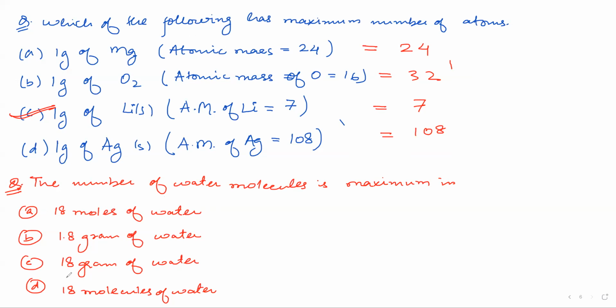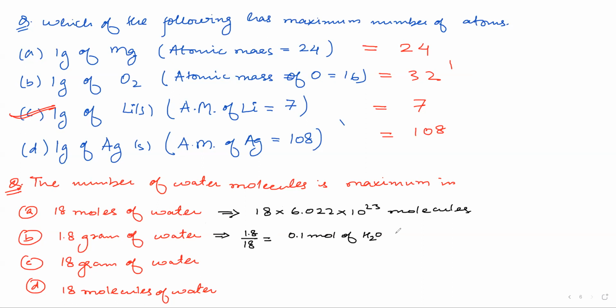So see, in each of the following, we will calculate the number of molecules of water. In 18 moles of water, 18 moles means 18 into 6.022 into 10 to the power 23 molecules. Now 1.8 grams, we have to convert this into moles. So this will be 1.8 divided by 18, which is 1 by 10, 0.1 mole of H2O. So this will be 0.1 into 6.022 into 10 to the power 23 molecules.